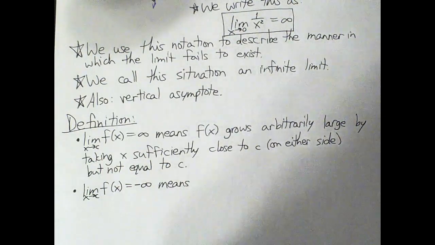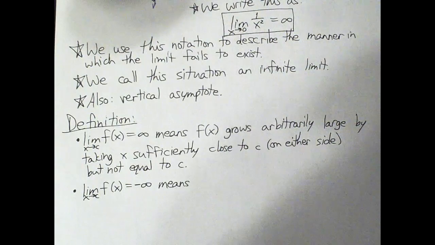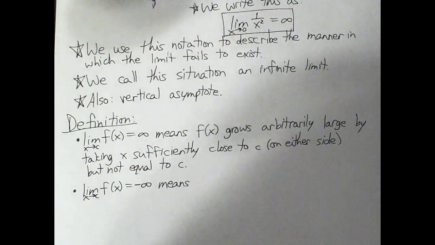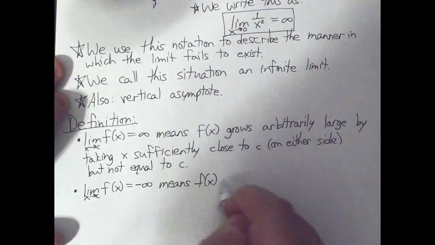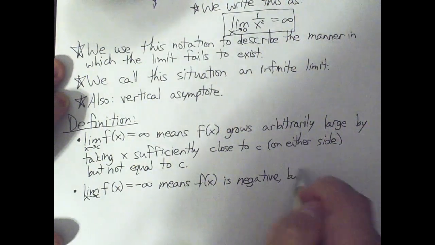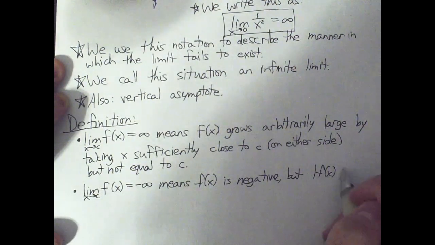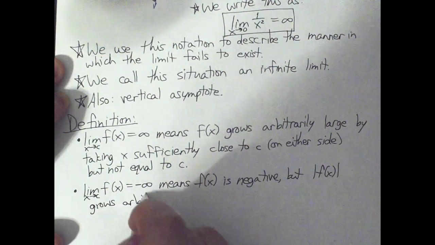So how do we want to phrase this? Like, do you want to say that those numbers are small? If you say small, it kind of makes it sound like close to zero. Is negative trillion really like a small number? Here's how I'm going to say it. I'm going to say it means f of x is negative, but the absolute value of f of x grows arbitrarily large.